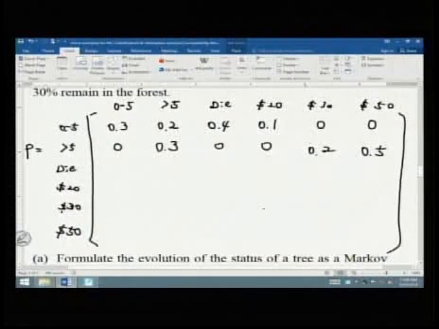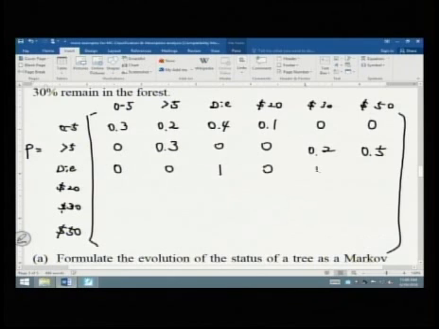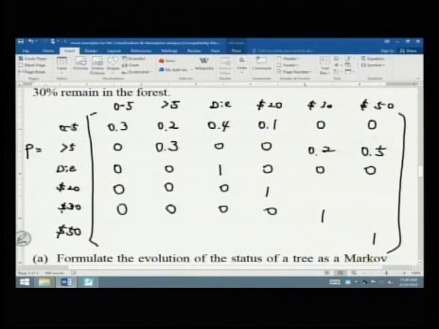Of course, once trees die, it remains as that, right? So it becomes an absorbing state. The same, once the trees are sold for $20, it remains there, right? So all other states are absorbing states. Is that right? So we have this. Obviously, this is the absorbing Markov chain.